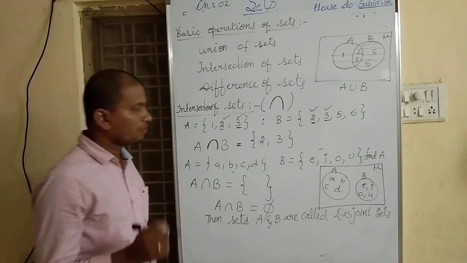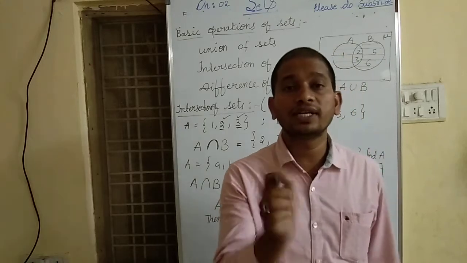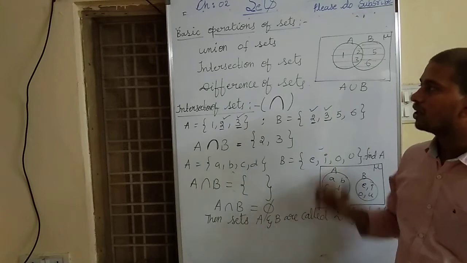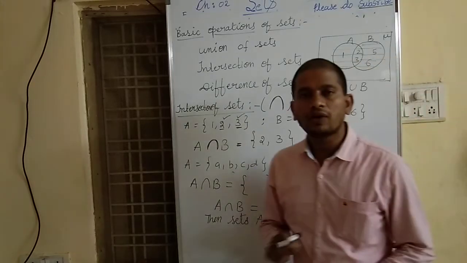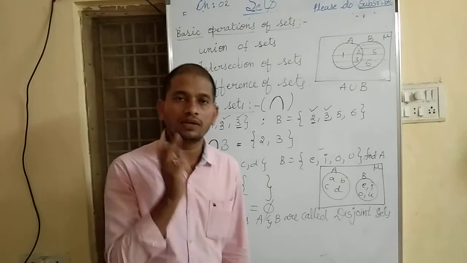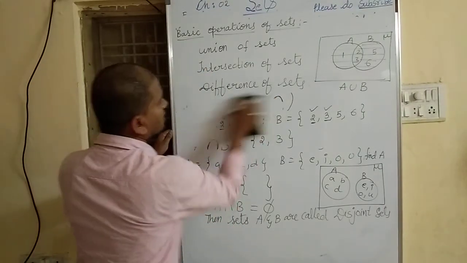Got it? What do you mean by intersection? Intersection is nothing but writing the common elements which are there in both set A and set B. What do you mean by union? Union means we have to write all the elements which are present in set A and set B. Okay? Now coming to the last one, difference of sets.